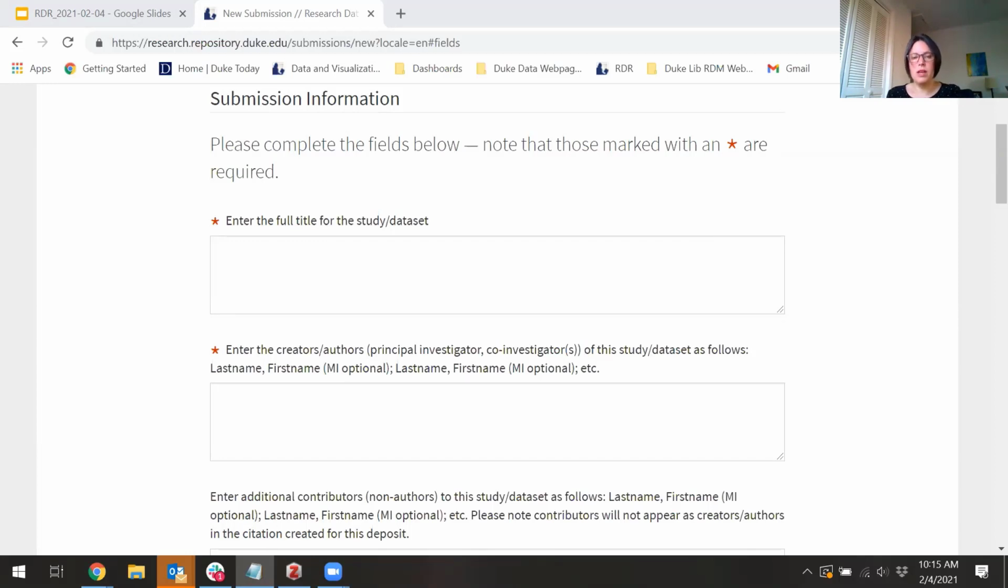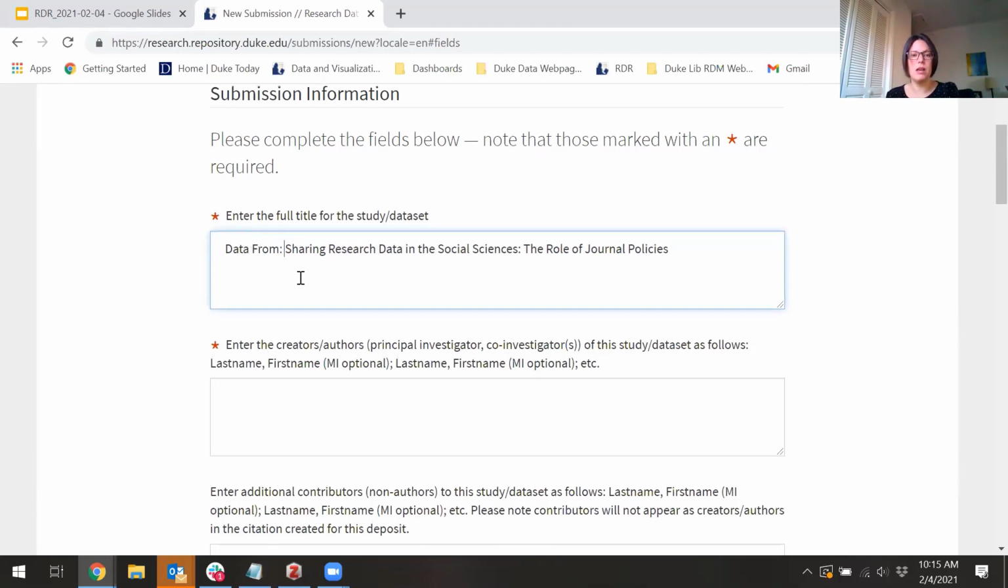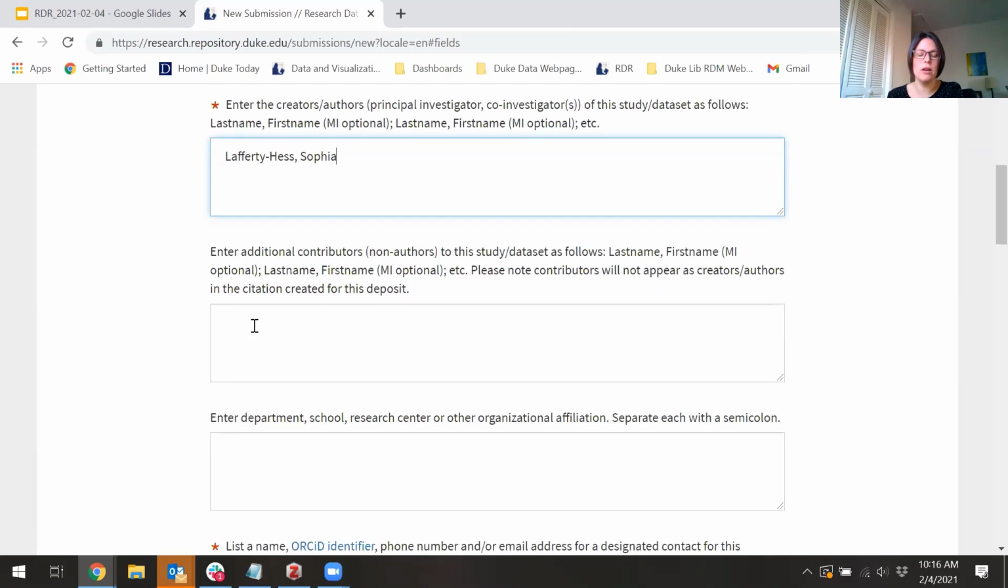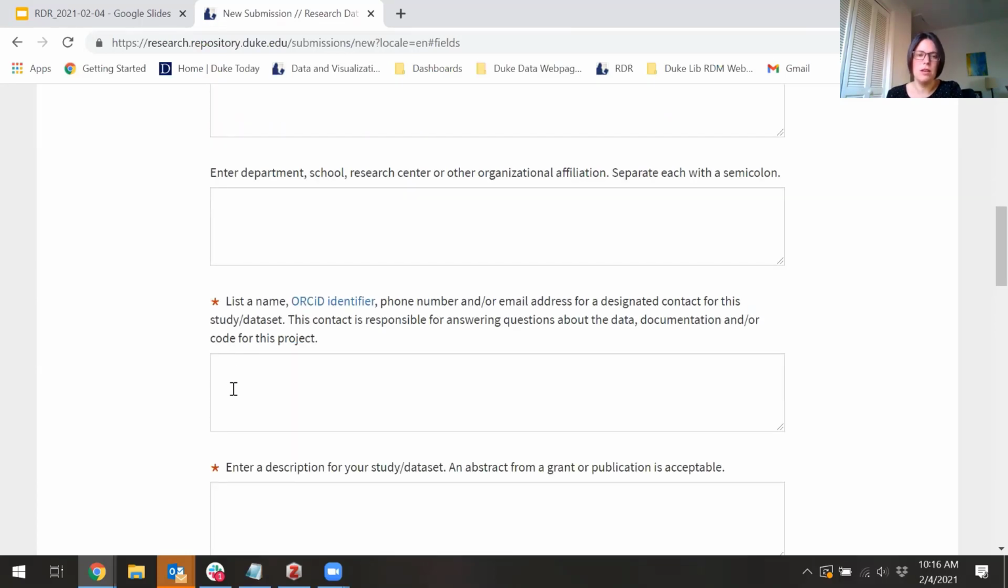So I'd want to put in my title for my data set, and then our convention is to add "data from" before the title of the journal article, which is what I have here. Then you have to put your name. So pretty typical, everything with a red asterisk is what is required. I don't have additional contributors. I'm not going to put an affiliation in because it's not particularly relevant for my sharing.